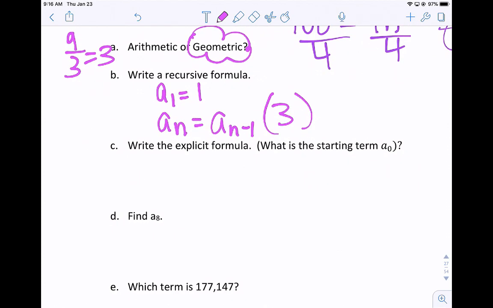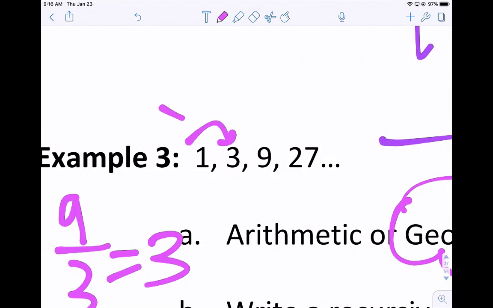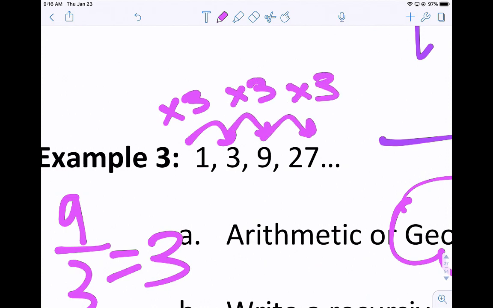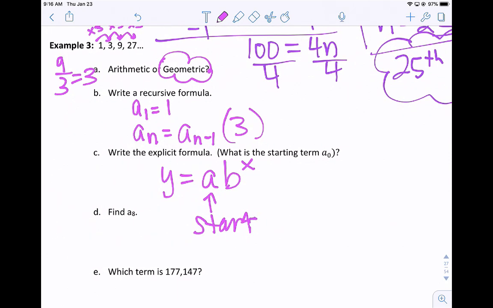All right, write the explicit formula. If you've noticed, we're multiplying by 3 every time, and if you recall from chapter 5, this is exponential. And if it's exponential, we have it in this form y equals a times b to the x, where a is your starting value, starting at times 0, and b is your common ratio.